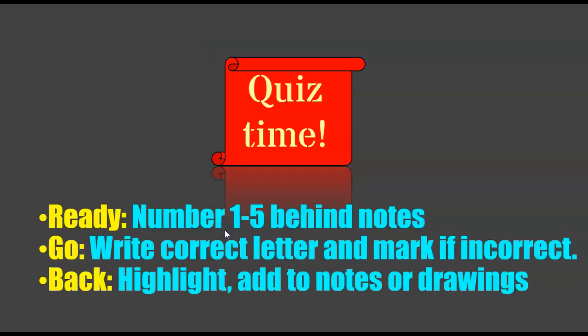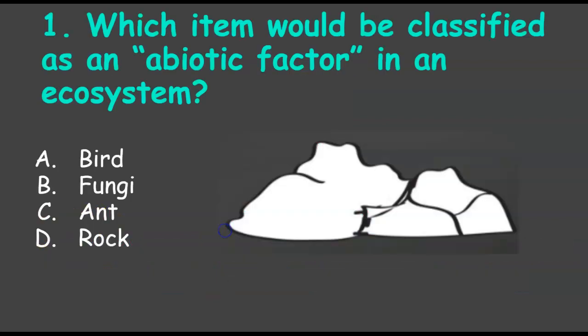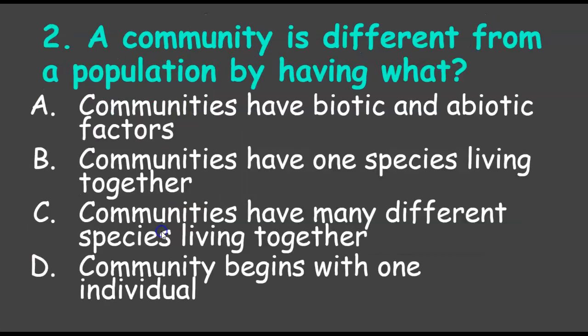All right, let's hop to the quiz. Ecology, quiz 1. Which item would be classified as an abiotic factor in the ecosystem? My hint is right here. You have bird, fungi, ant, or rock. There is an odd one out. The one that is not living is abiotic, and that would be a rock.